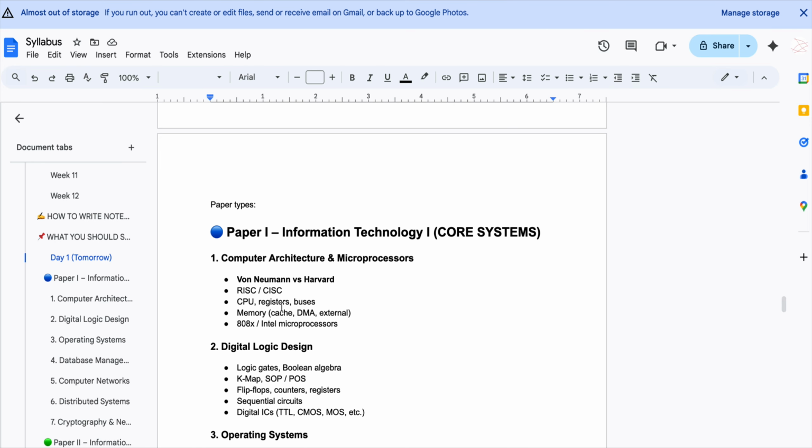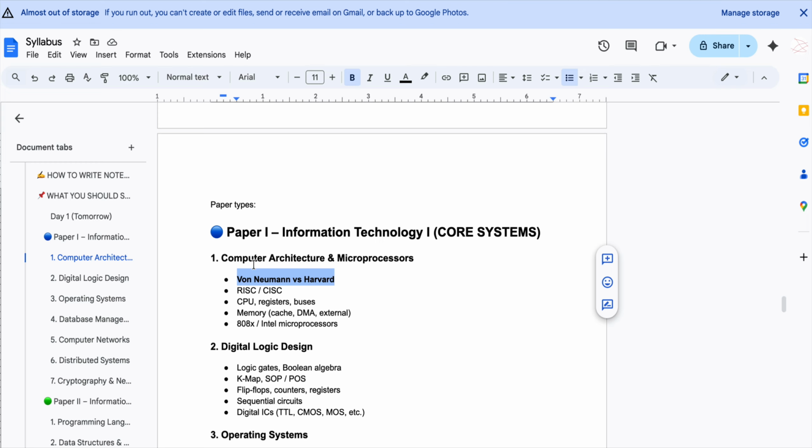So starting with paper one, I'm thinking of teaching in a much more simplified, easy way, so that you can understand it properly. And I haven't got that many resources for this examination, so why not create a tutorial playlist for this paper? So, starting with von Neumann and Harvard, computer architecture and microprocessors.